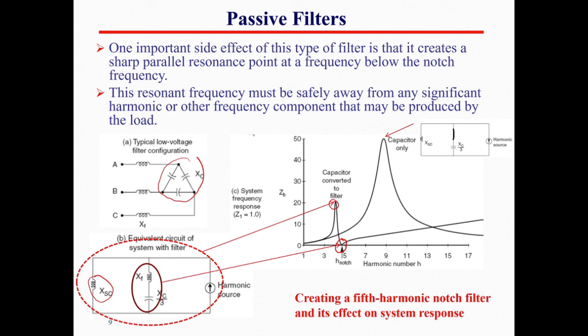Also, let us say that we don't have the reactance over here, so we are not using this as a filter anymore. We just have a capacitor in parallel with the system impedance, and then we have a harmonic source. Again, the resonance will be somewhere over here, which will again be parallel resonance.